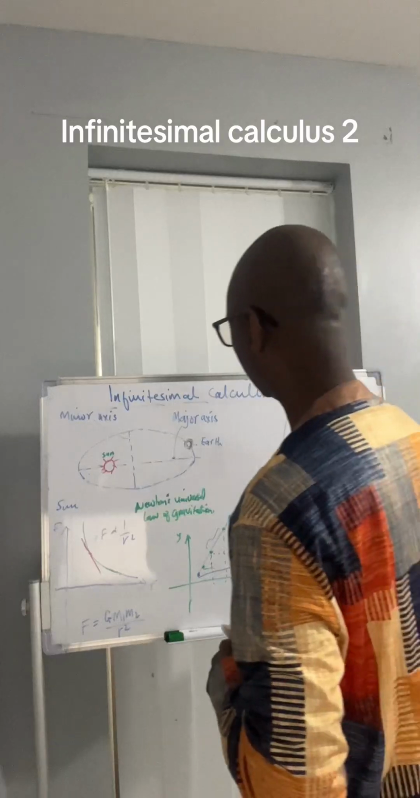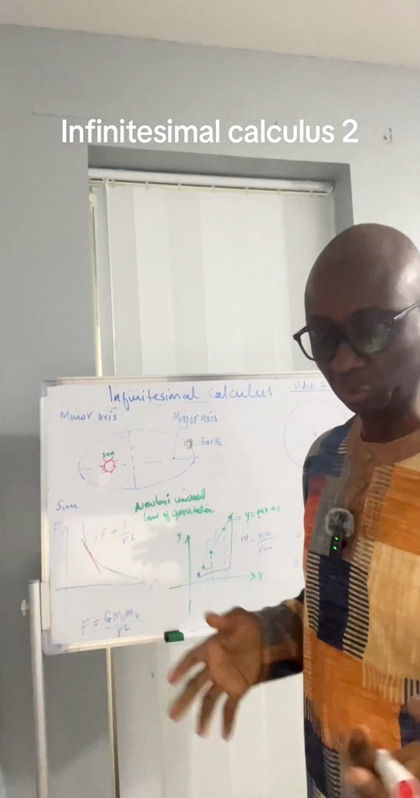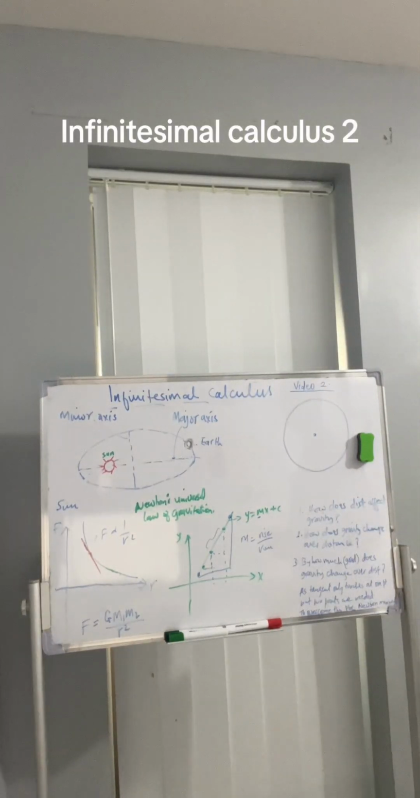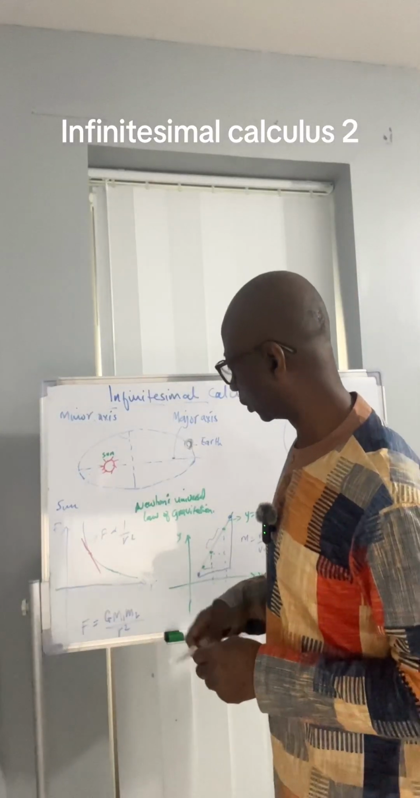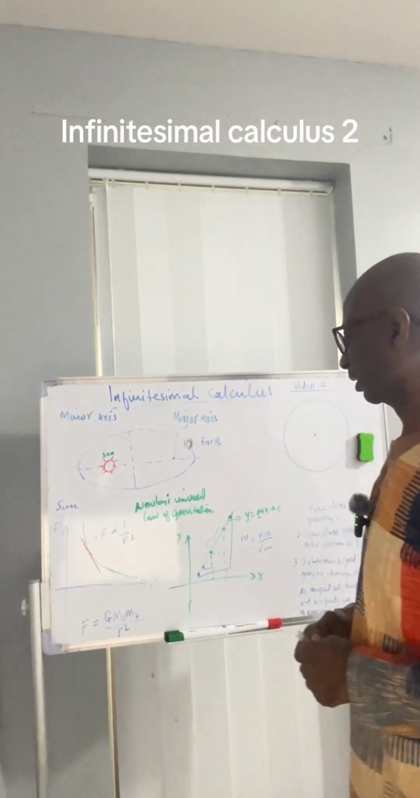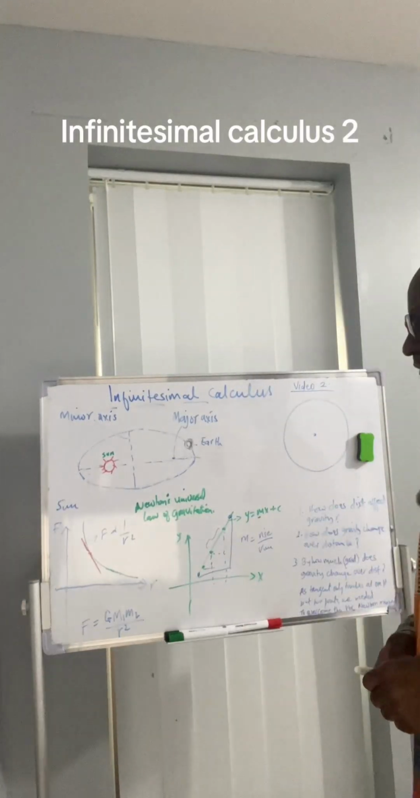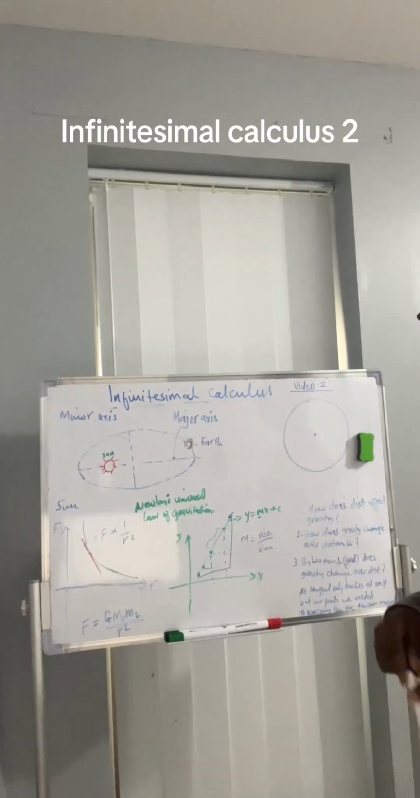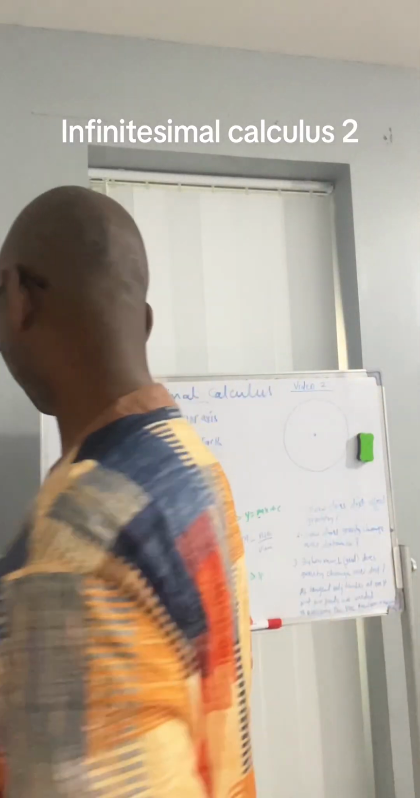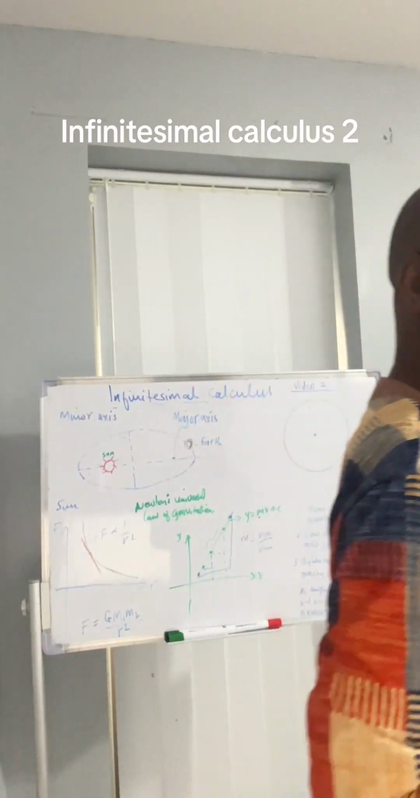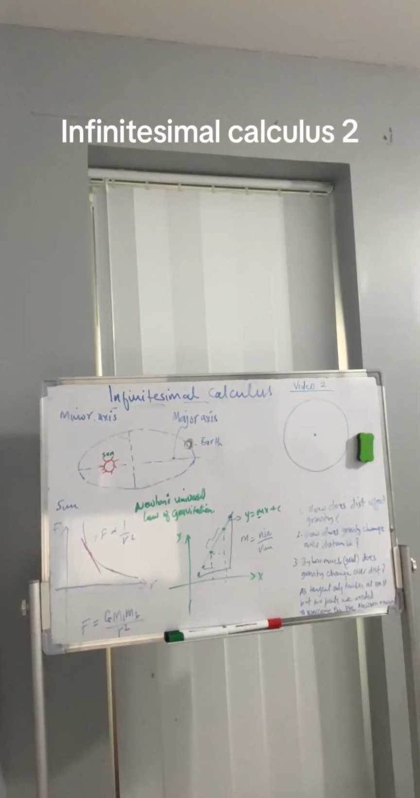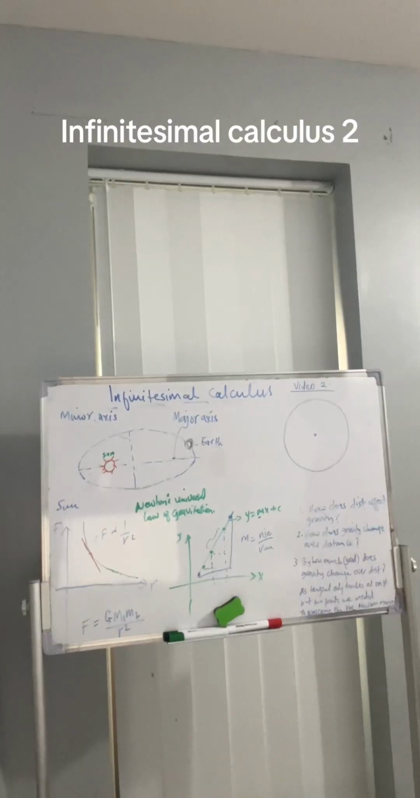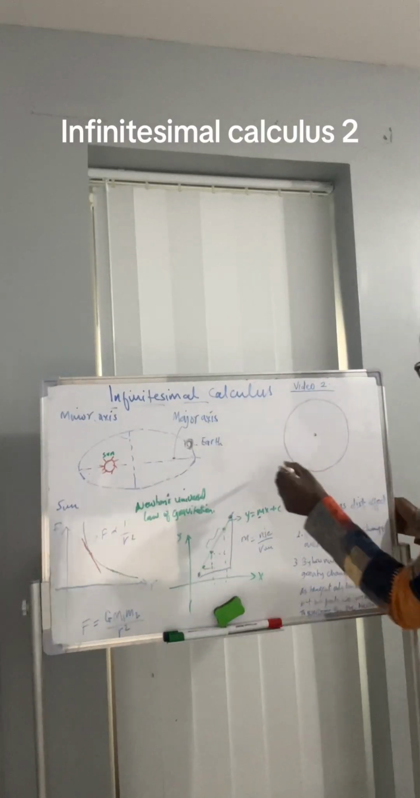And what did he do to overcome this problem? He thought, okay, I might not be able to get the gradient of this graph since it keeps changing at every single point. But he was going to devise something. That is what unlocks infinitesimal calculus. He said, look at this circle here.